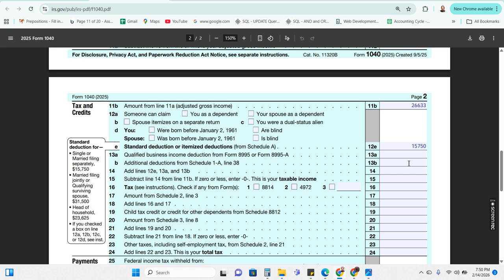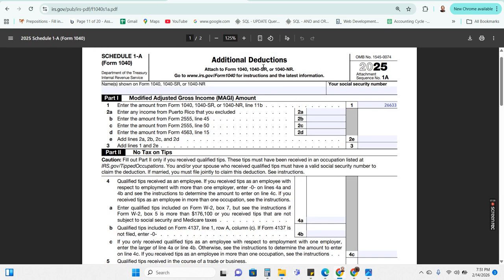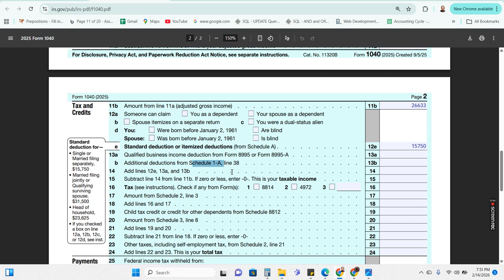Okay. So on 12E we have 15,750 standard deduction. We take the standard deduction from the government. We have no additional deduction from Schedule 1A. This is a new Schedule 1A, introduced this tax year, line 13B. Understand? This is a new thing. So in addition to Schedule A or the standard deduction, we can deduct Schedule 1A items.